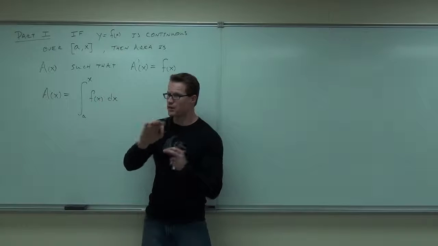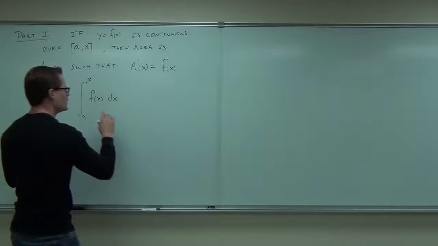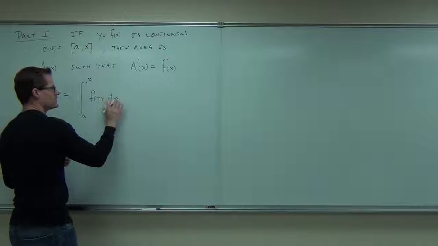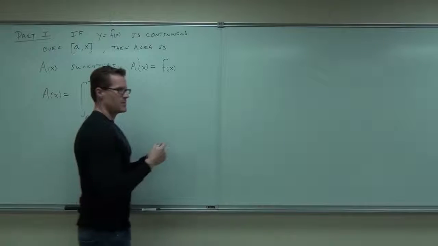So the x's will appear. Typically what people do at this point, they go, you know what, let's not call it f of x. Let's call it f of t dt. They make it a dummy variable.